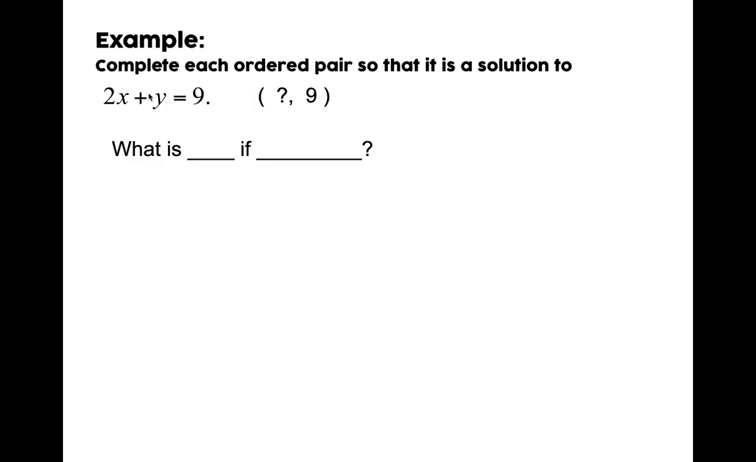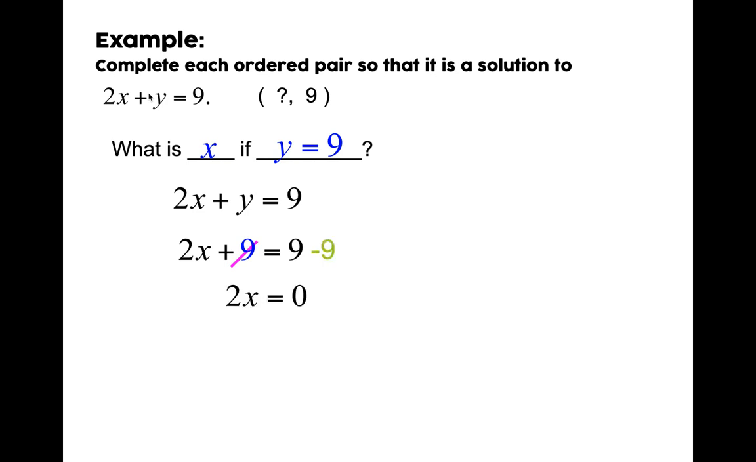Here we're going to try it again. This time we want to find what is x if we are given the value that y is equal to 9. So we start off the same way. We are going to replace the y value with 9. We're going to solve for x, so I want to cancel that 9, so I'm going to subtract it on the other side. We'll get 2x equals 0.